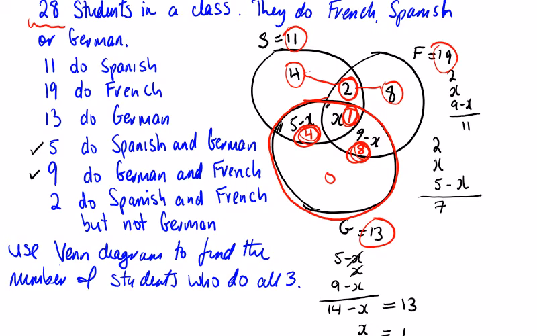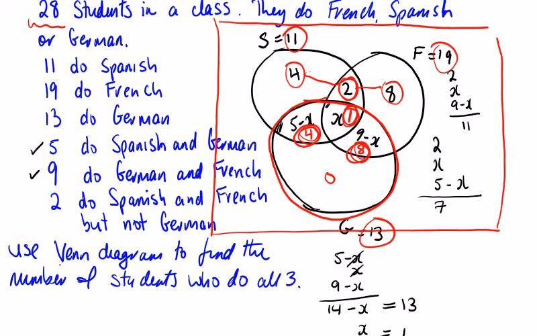There's 28 students in a class, so we do need to draw a box around these. I'll just do it like this. There's going to be 1 on the outside here that doesn't study any of the 3.